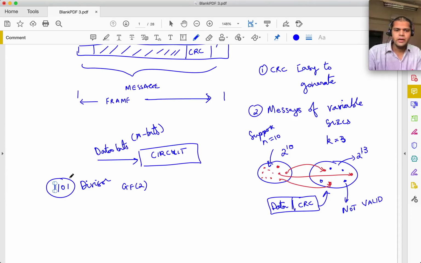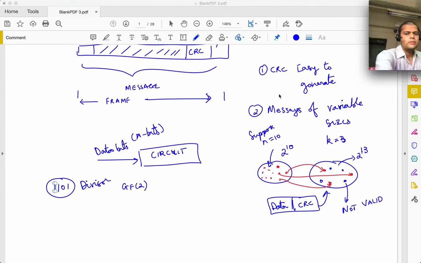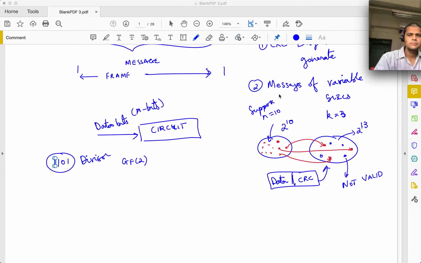But you might wonder, why choose this 1101? What if we choose something else? And what sort of errors can we detect this way? That's what I wanted to discuss in today's lecture. Let us begin with some mathematics which will help us analyze CRCs.